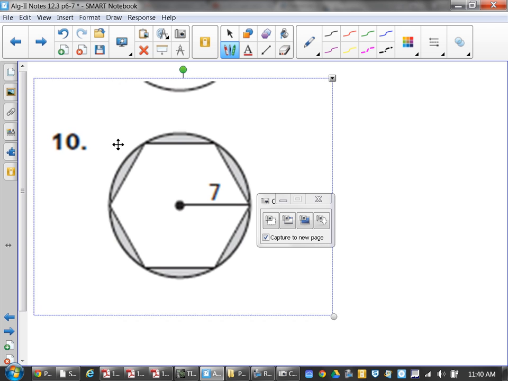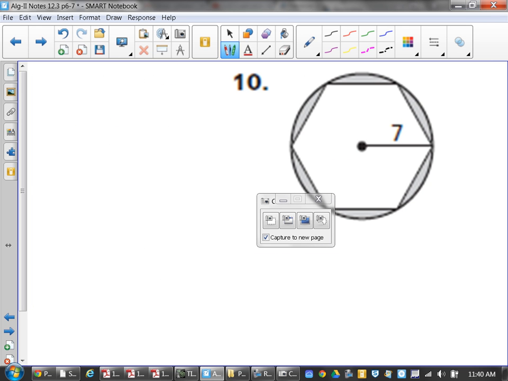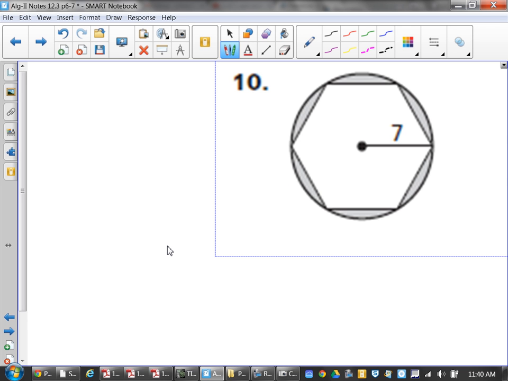The geometric probability of landing in the shaded region. Very small. Very small. Yeah.